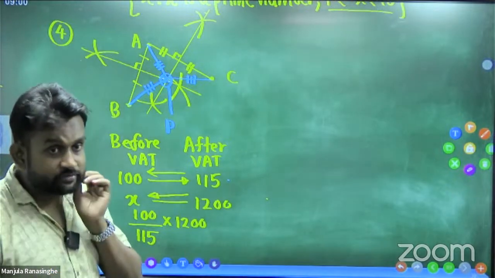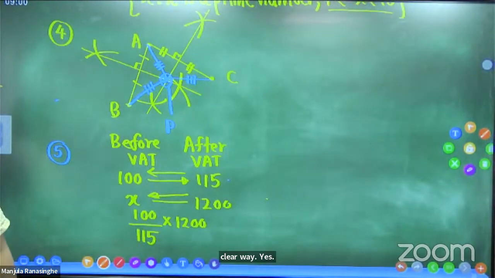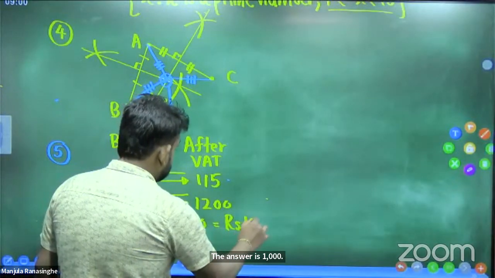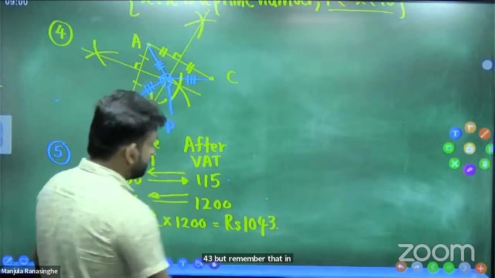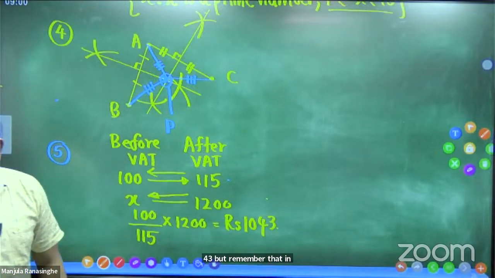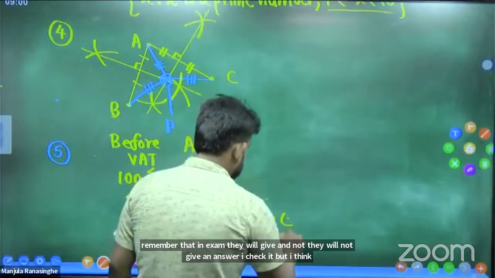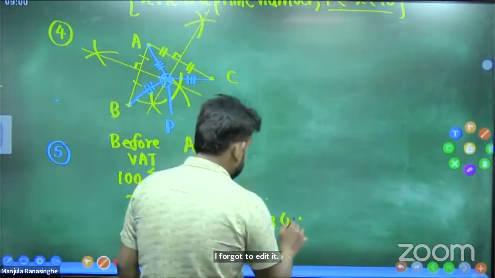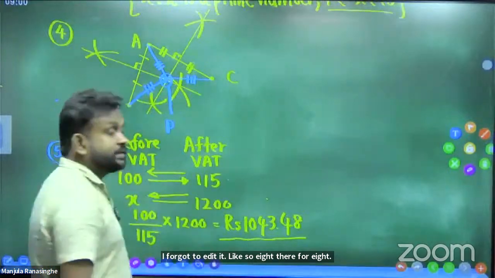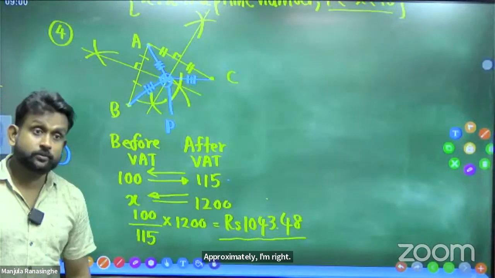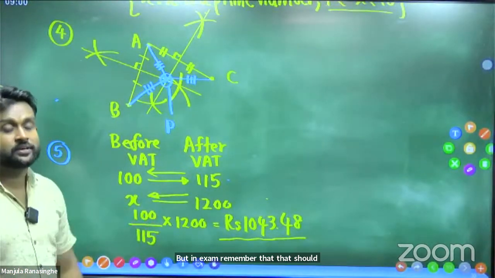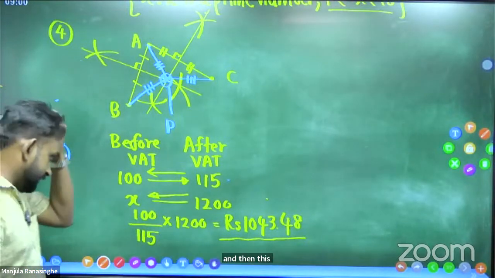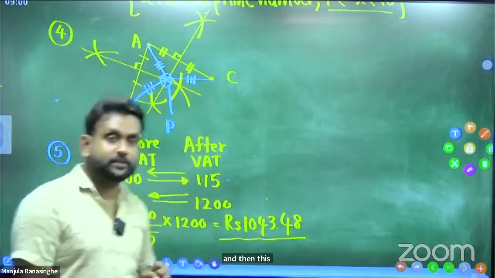Yes. The answer is 1043. But remember that in the exam they will not give an answer like that. I checked it, but I think I forgot to edit it. Like 48 there, 48 approximately. But in the exam, remember that it should be a proper answer rather than this. It's my mistake to make it simplified, but understand this concept.